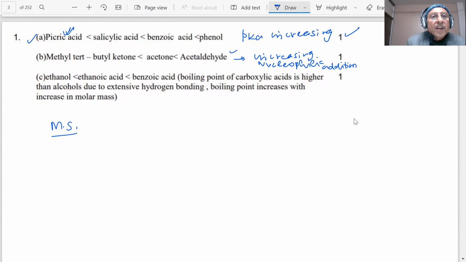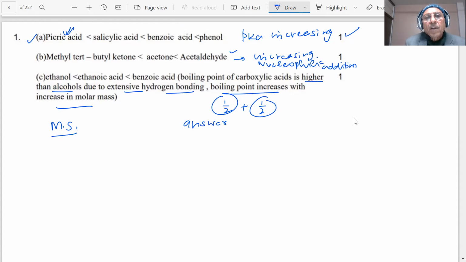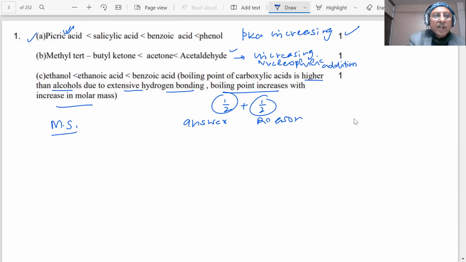So ethanoic acid, this is the order, and again what it says: boiling point of carboxylic acid is higher than alcohol due to extensive hydrogen bonding. Boiling point increases with molecular mass. In this question it looks to me like half and half, because here this is the answer and this is the reason. So I have explained in detail answers and the reasons. If they put it like this in the exam, half, okay, that question is answered.